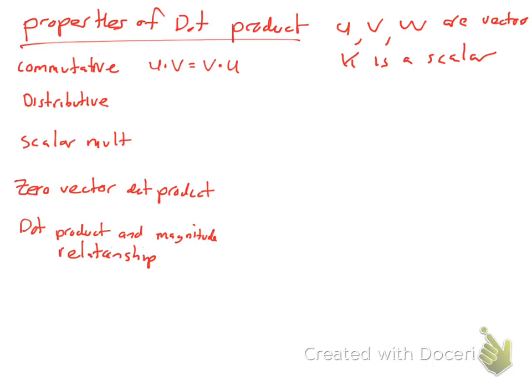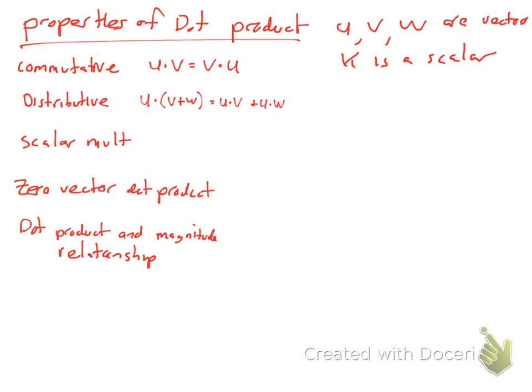Distributive property. The distributive property says that if I do the dot product of U with the fact that I want to add two vectors, I can take the dot product of, or just kind of distribute that dot product in. So I can take U dot V plus U dot W. Distribute that U as a dot product in. It's kind of like multiplying in.